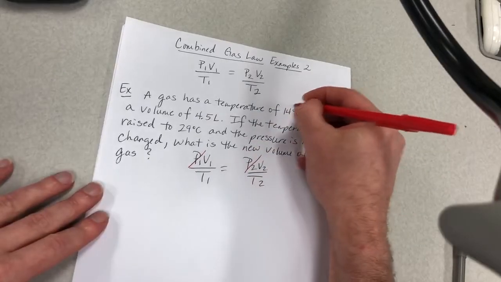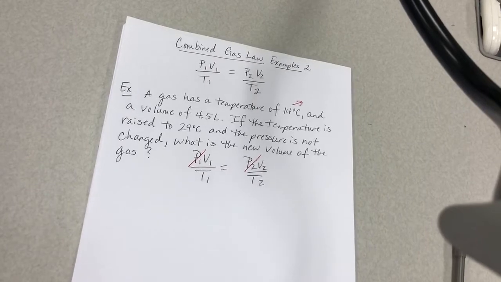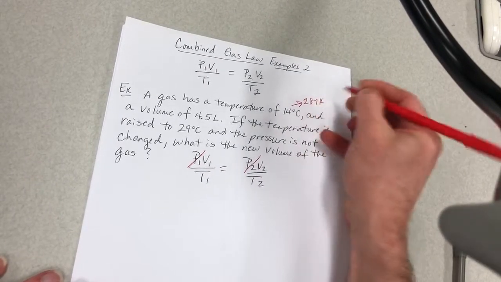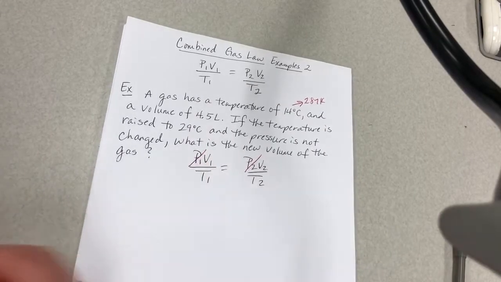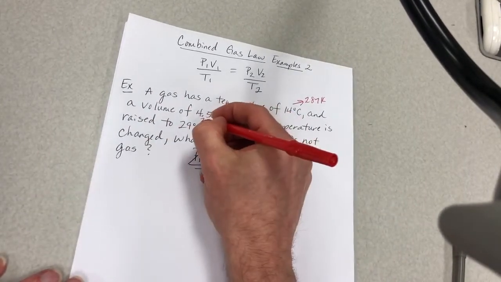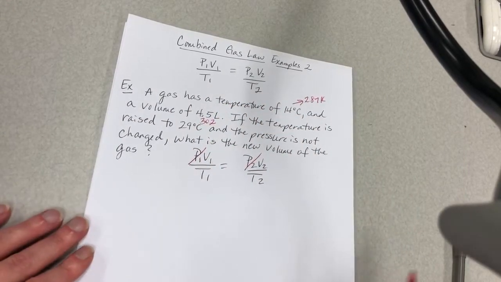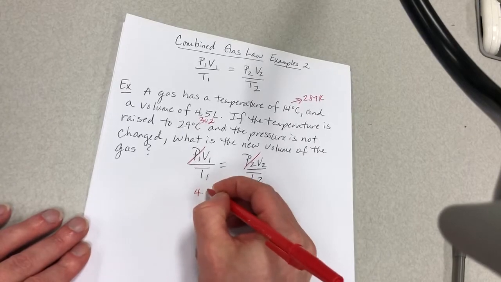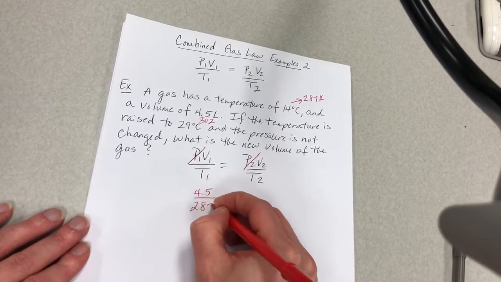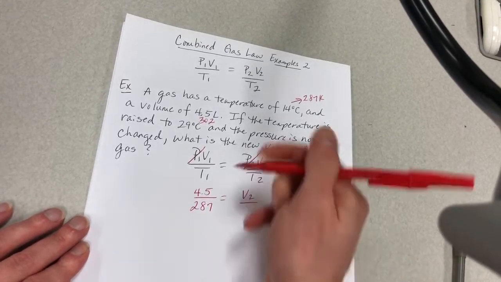Now, our temperatures need to be in Kelvin, so 14 plus 273 is 287 Kelvin. 29 degrees Celsius, convert that to Kelvin, you get 302. So we're going to plug in our numbers. So we get 4.5 over 287 is equal to V2 over 302.